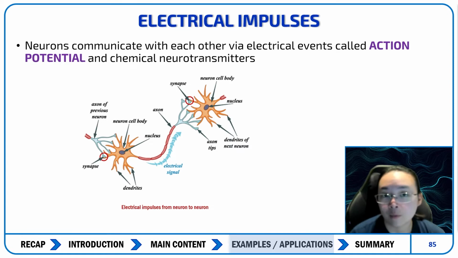But how does it work and why does it work? Neurons communicate with each other through electrical events called action potentials, and they release chemical neurotransmitters from one neuron to another. So the process of firing an electrical signal will generate some sort of change in membrane potential, and that can be amplified and measured through EEG.